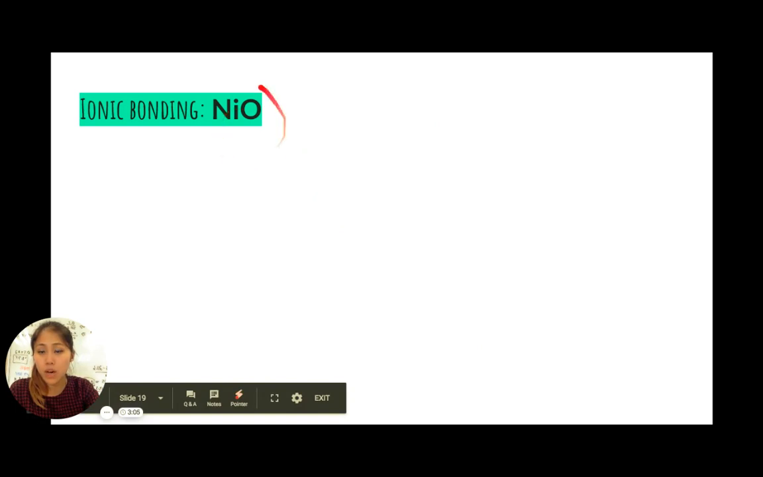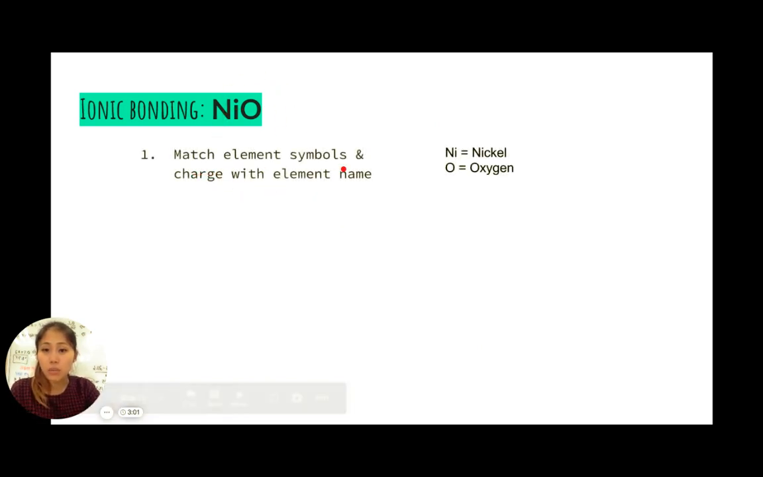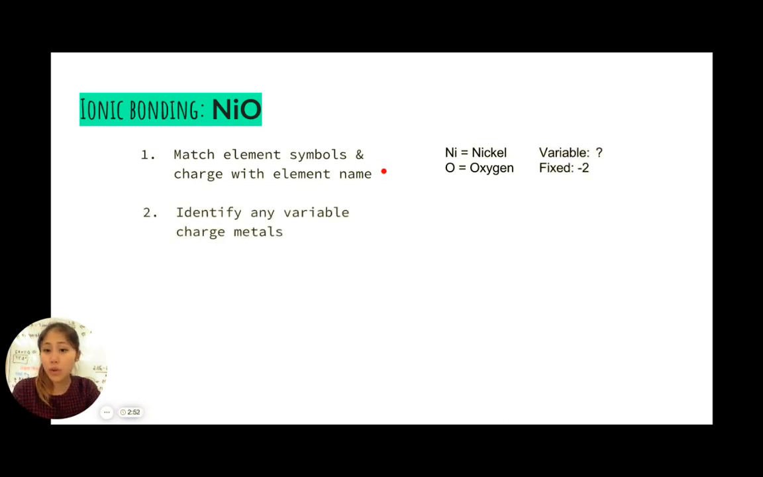Let's take a look at this chemical formula of NiO. So we first match the element symbol with the element name. Ni is nickel, oxygen is O. We identify any variable charge metals.